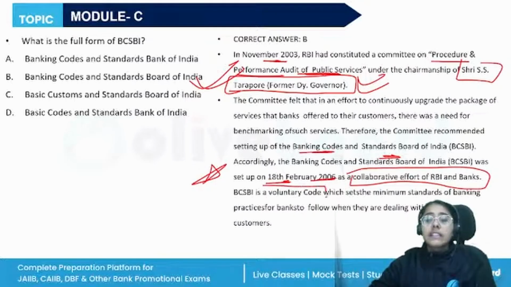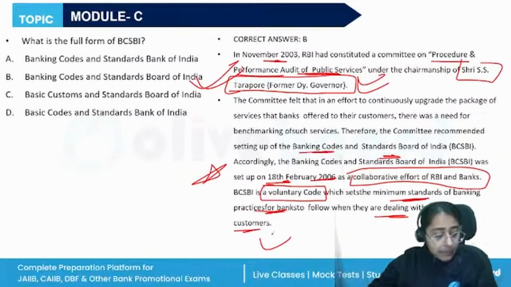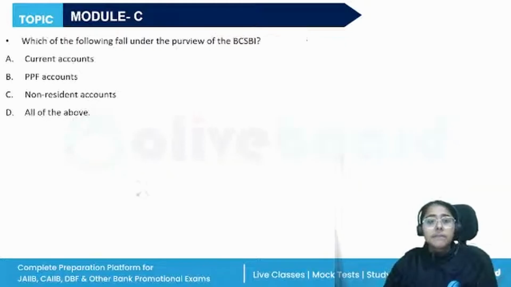Second, it is a voluntary code. It is not mandatory for all the banks to join the BCSBI. It is voluntary, but RBI advises them to join it, and it sets the minimum standards of banking practices when they're dealing with individual customers, and they have to follow. These standards will be based on international best practices, and on the surveys conducted by RBI. The code is for micro and small enterprises and separately for individual customers. So when we are dealing with individual customers, what should be our behavior, what should be our approach, all of these things are there.